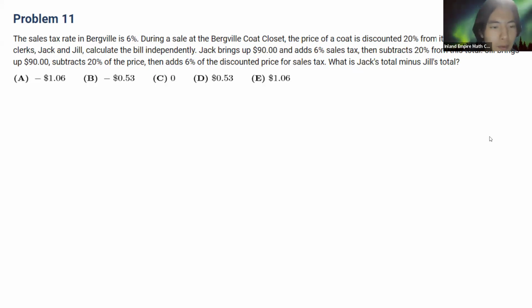Choice A, negative $1.06. Choice B, negative $0.53. Choice C, 0. Choice D, $0.53. And finally, you have choice E, which is $1.06.